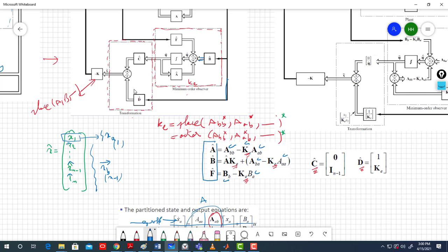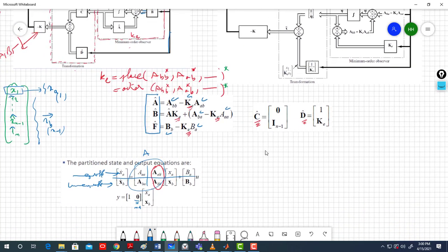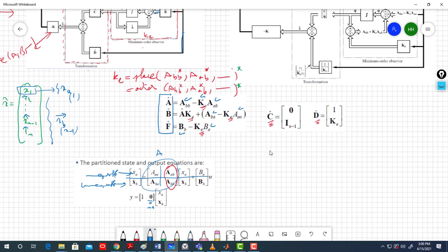What about the transformation, C hat, D hat? Okay, this is C hat and D hat. Simply, if you look at the D hat, it is 1 and KE. And 1 is known, and KE is known, so then this is your D hat. So D hat is known.